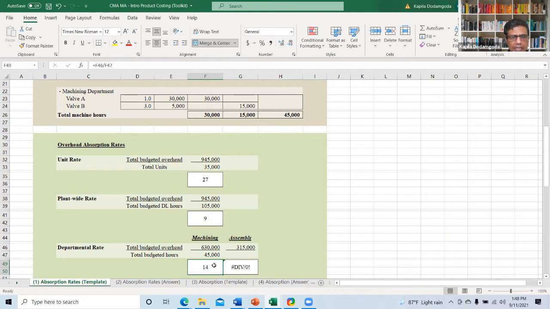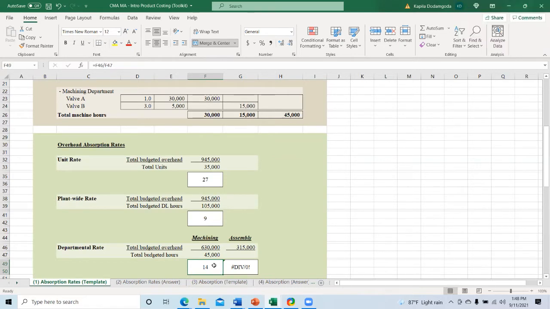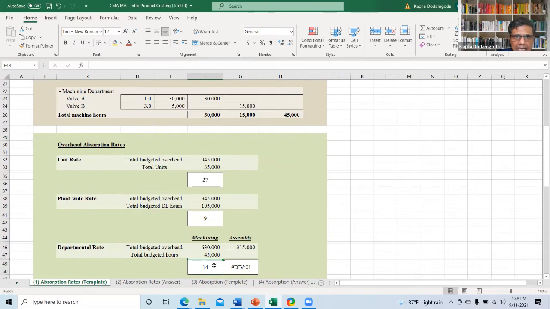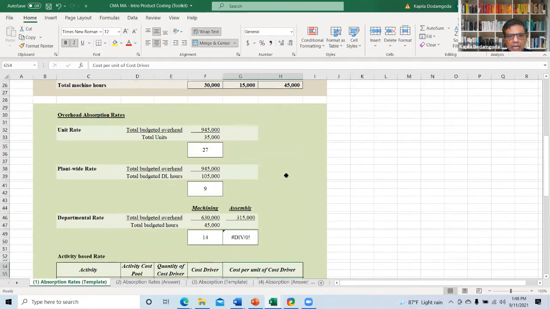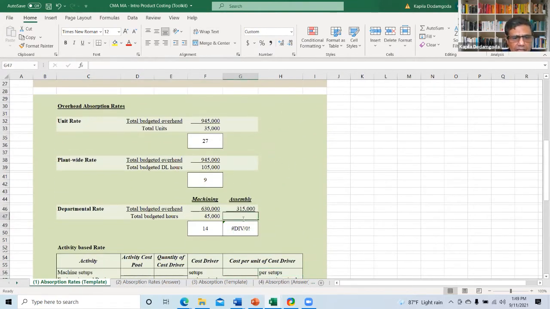Similarly, think carefully and tell me what is the labor hour. We are going to have a labor hour rate for the assembly department. What is the number of labor hours we are going to use for the assembly department? 52,500 exactly. When you do the assembly department overhead absorption, machining department labor hours are not relevant, because the machining department already uses a machine hour rate. So for the assembly department we have 52,500 hours, and we share the overhead based on that. So we have the rate of 6.